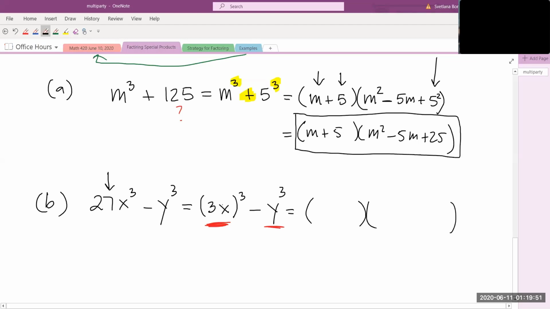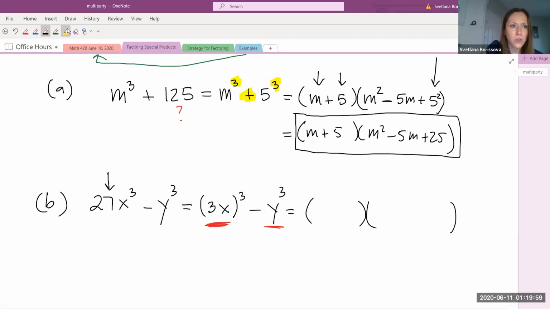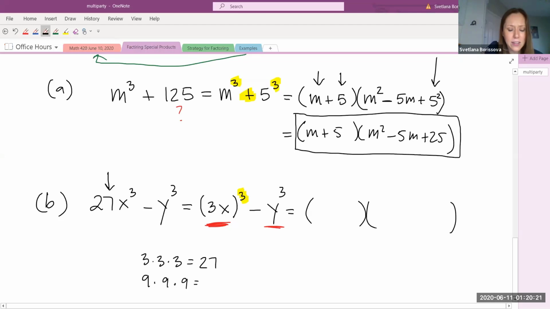How is that 3x instead of 9x? It's going to be 3x. Why is it 3x instead of 9x? Because think this way. We're using cube, right? Cube means that we have to multiply 3 times. So it's 3 times 3 times 3, and I get 27. But if I try with 9, it's going to be a big number, right? 9 times 9 is 81, and then 81 times 9, whatever it is. So yeah, that's a good question.